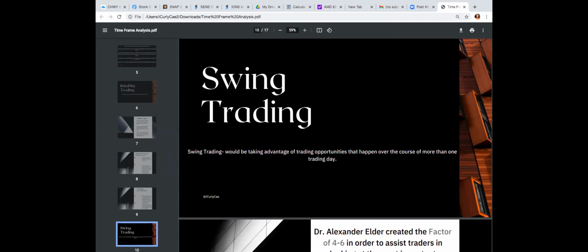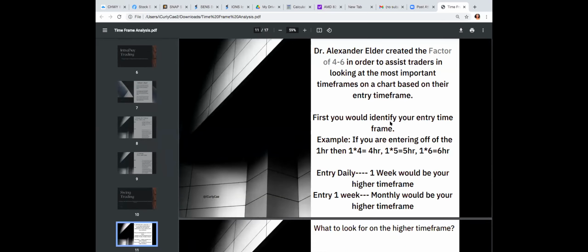So swing trading would be taking advantage of trading opportunities that happen over the course of more than one trading day. So keep that in mind. Now, I threw this in here.